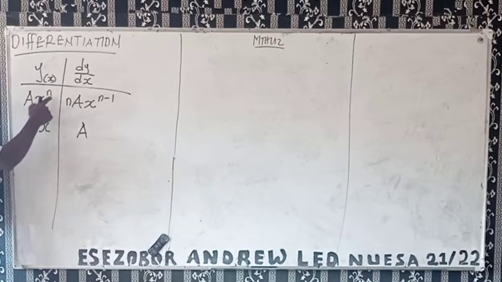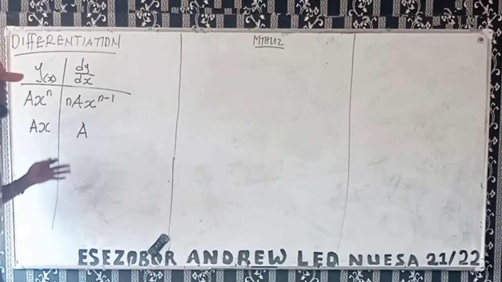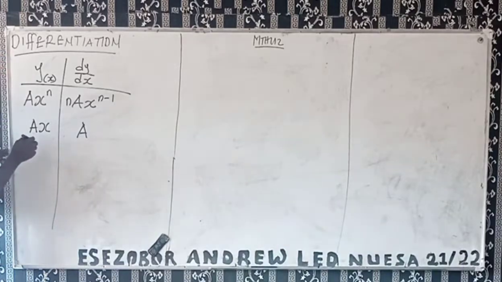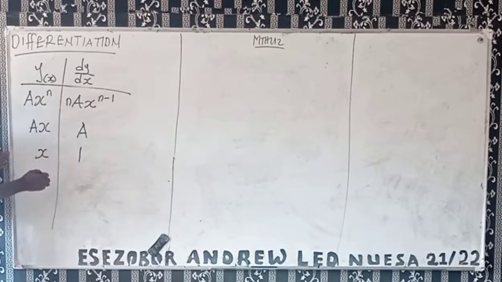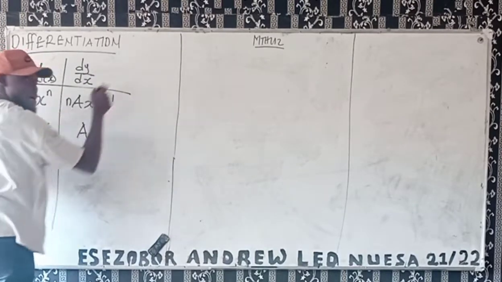Now, this a can be any number. Take note, even if it is 0, it will still work and still give us a good answer. Then, what about if I'm just having x? If I want to differentiate x with respect to x, the answer is 1. I say differentiate a with respect to a to be 1. Differentiate b with respect to b to be 1.